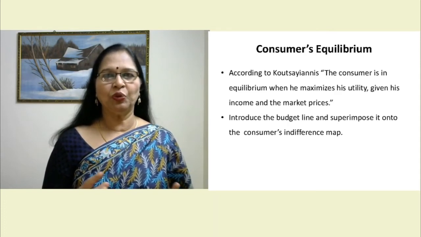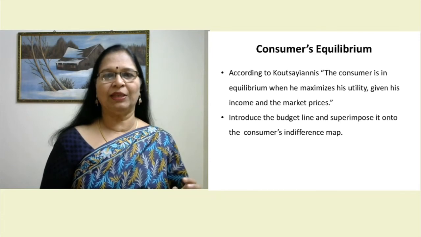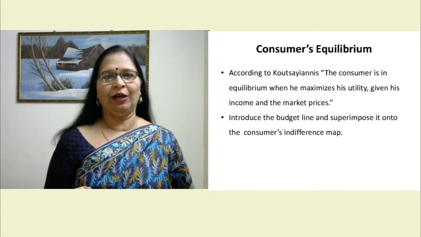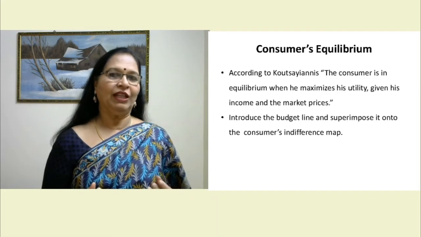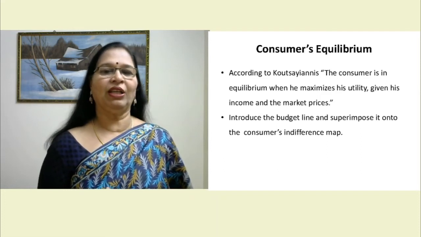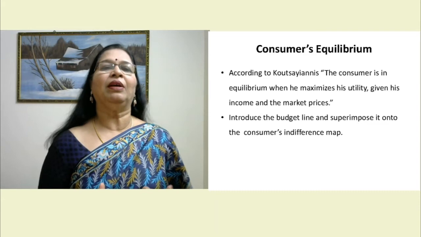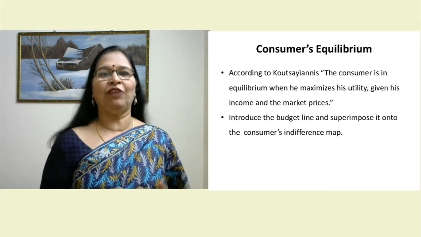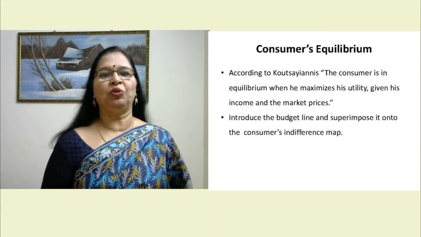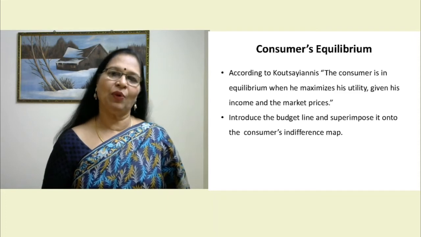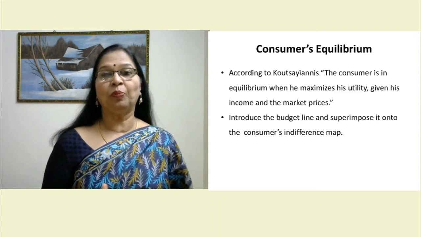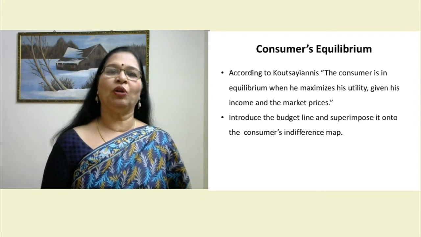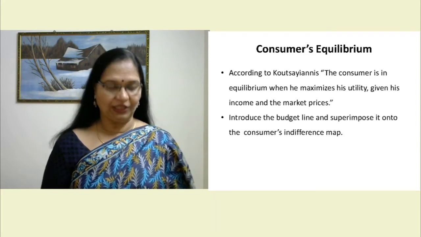So there are two constraints for the consumer. One is the prices and one is the income of the consumer. Keeping these two given, how does the consumer reach his equilibrium between two goods, and how much will he finally consume of the two goods? So what we shall do now is introduce the budget line and superimpose it on the indifference curve. You can see how it is done.